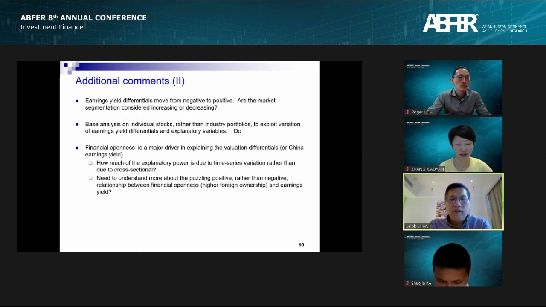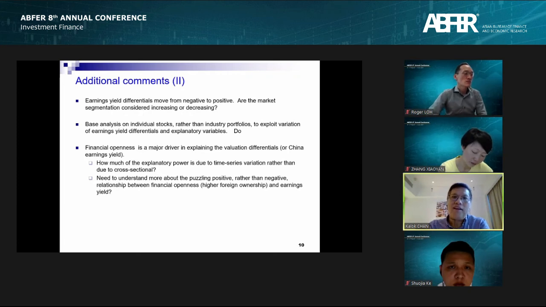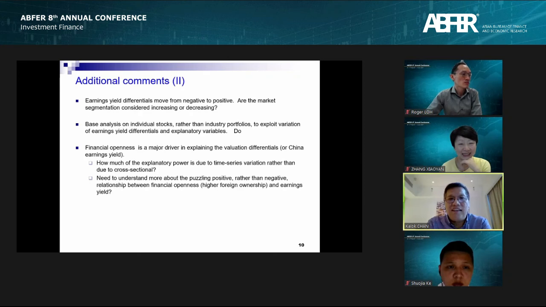Second, the paper has been based on industry portfolios. This follows Baker's previous paper, because they were looking at a set of emerging markets and their industry indices. However, now in Xiaoyan's paper, they have individual stocks, because they construct portfolios based on individual stocks. So they can simply analyze individual stocks, and in that case they can exploit further variation of the earnings yield differentials and also the explanatory variables. And sorry for a typo.